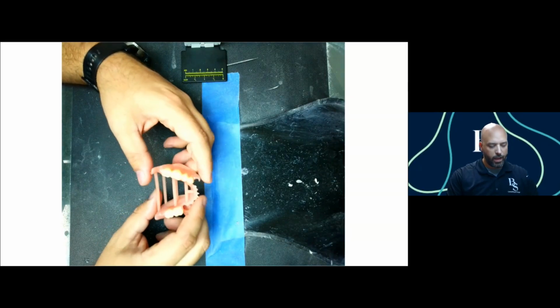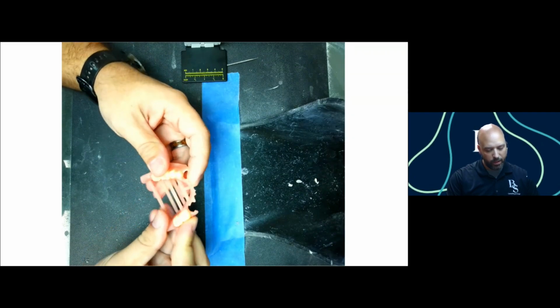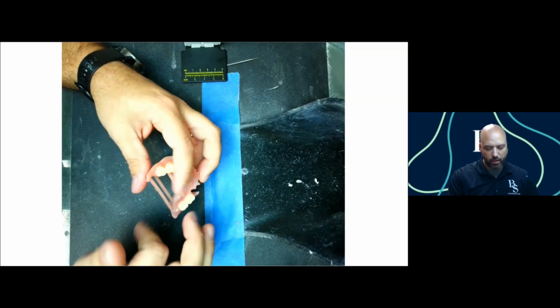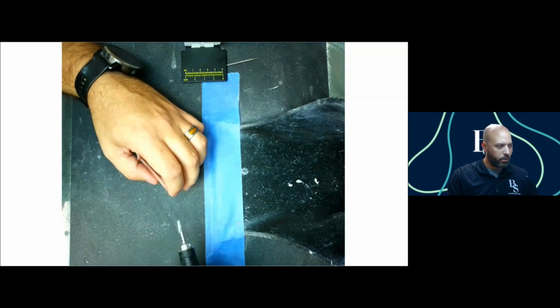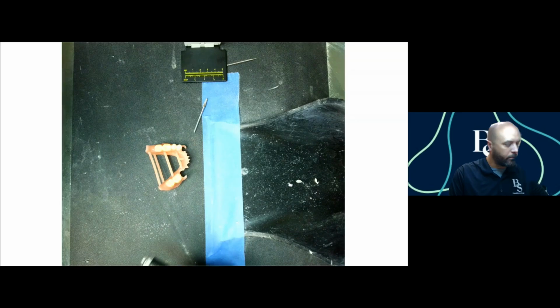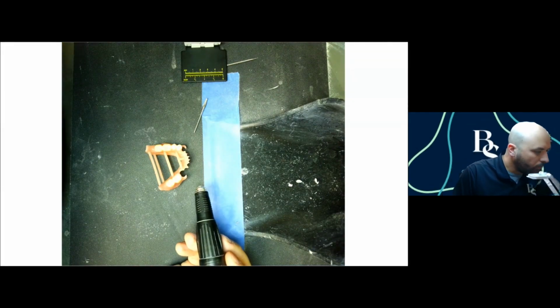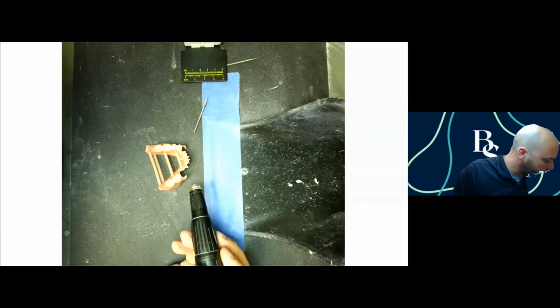All right, so now our base has come out of the cure box with the teeth in it. It's ready to have all these supports cut off, and then we'll go and pumice and polish it. So I'm going to start off by grabbing just a simple disc and doing the cutoff process.